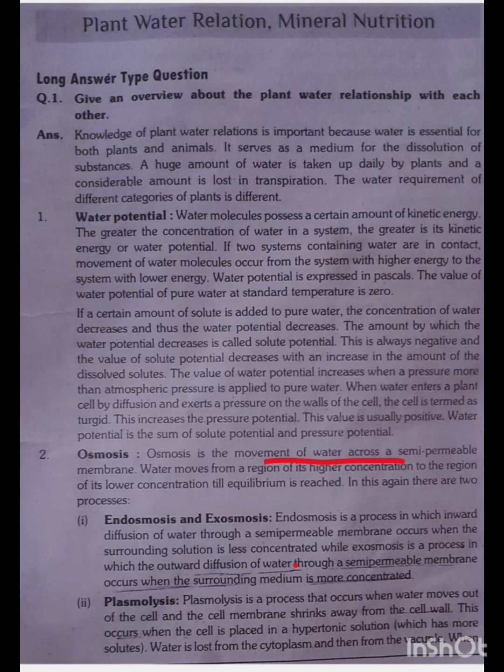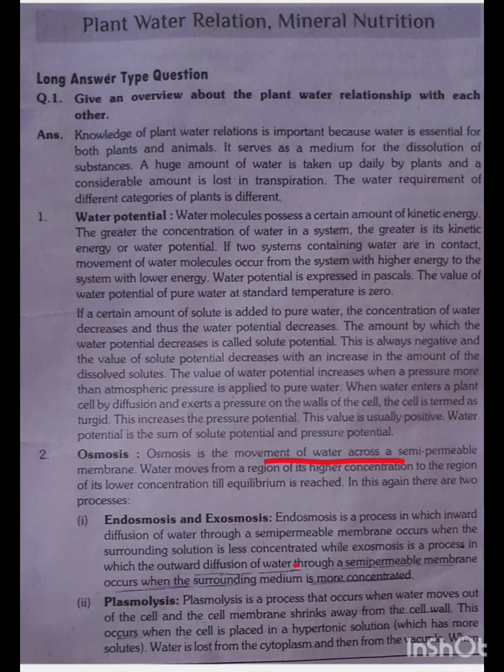In this there are two processes, endosmosis and exosmosis. Endosmosis is a process in which inward diffusion of water through a semi-permeable membrane occurs when the surrounding solution is less concentrated, while exosmosis is a process in which outward diffusion of water through a semi-permeable membrane occurs when the surrounding medium is concentrated.